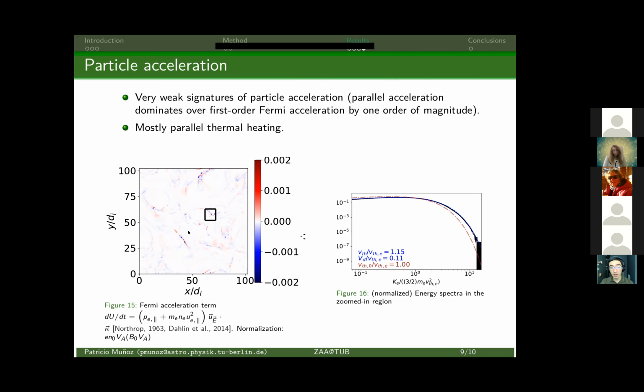And in general, the order of magnitude of this term, the contribution of this term to the total acceleration is one order of magnitude smaller than a parallel acceleration. But this parallel acceleration mostly leads to thermal heating.